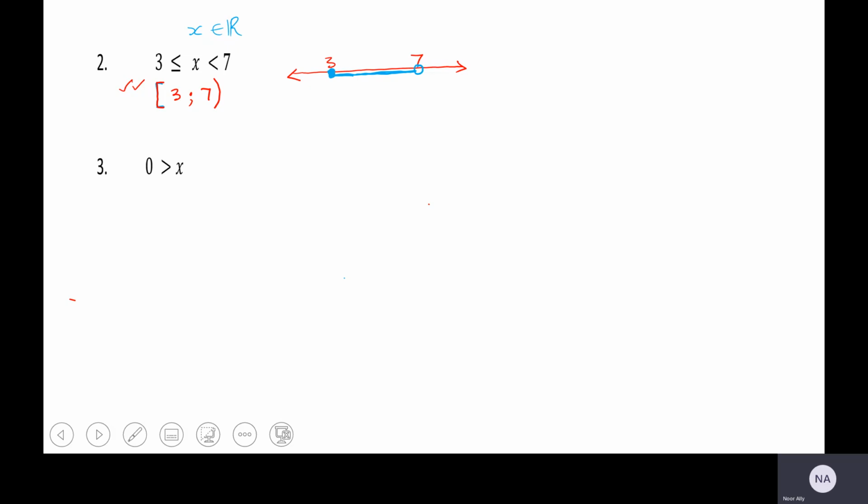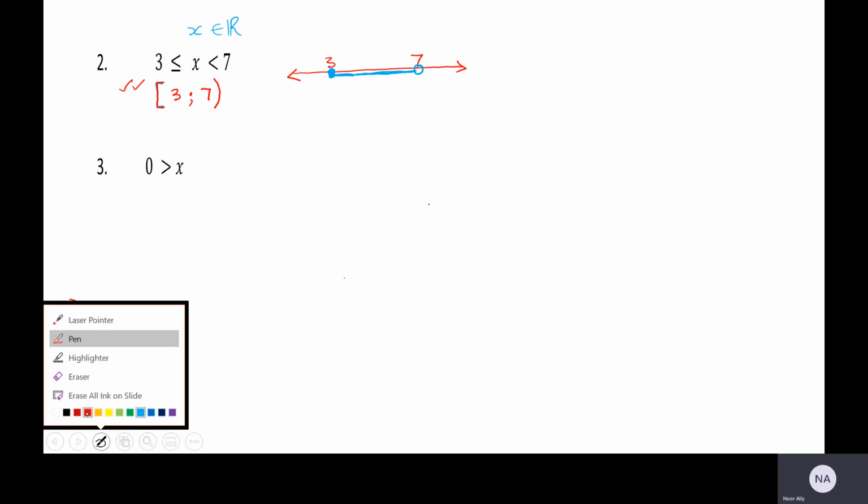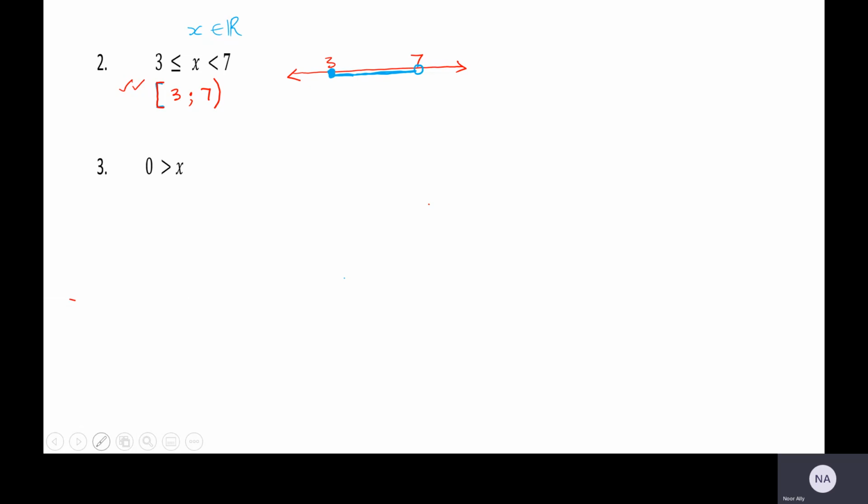Number 3. Now, exactly my point earlier on. How would you like to view this? Would you like to go left to right? In which case you say naught is greater than x. So think of all the x values. Think of any x values. Naught must be greater than those x values. 0 is greater than which values? All the negative values.